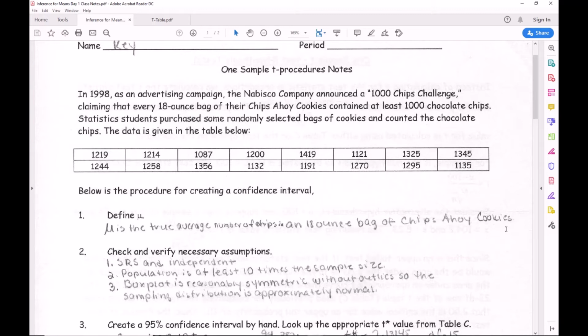So Nabisco announced a 1,000-chip challenge, claiming that every 18-ounce bag of their Chips Ahoy cookies contained at least 1,000 chocolate chips. Stats students purchased some randomly selected bags of cookies and counted the chocolate chips. So there's 2, 4, 6, 8, 10, 12, 14, 16 data points. So n is 16. That makes for 15 degrees of freedom.